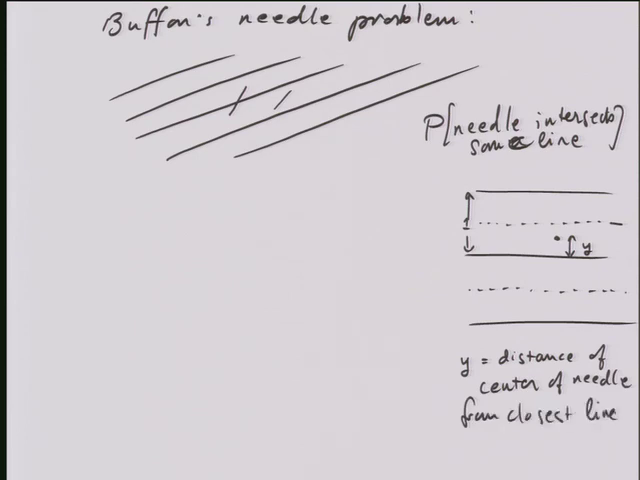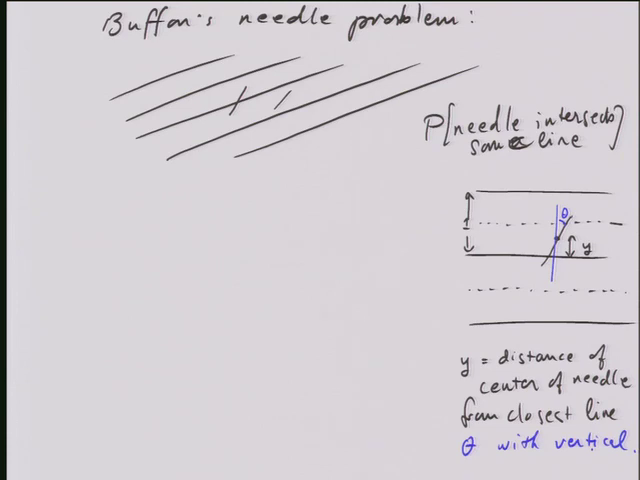Having figured that out, the only other thing I have to do is figure out the orientation of the needle. So now I've got to figure out how this needle sits. The needle sits like this, let's say. What's interesting about the needle is the angle theta that it makes with the vertical. So angle theta with vertical.